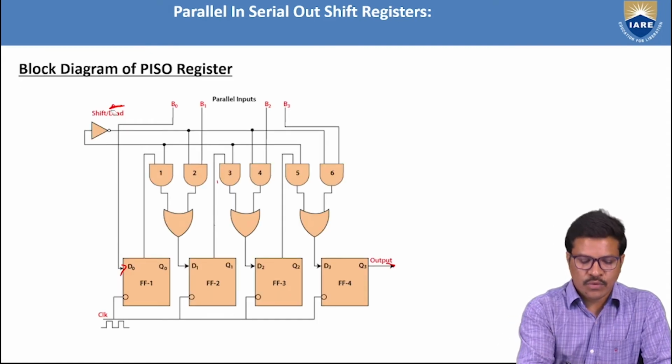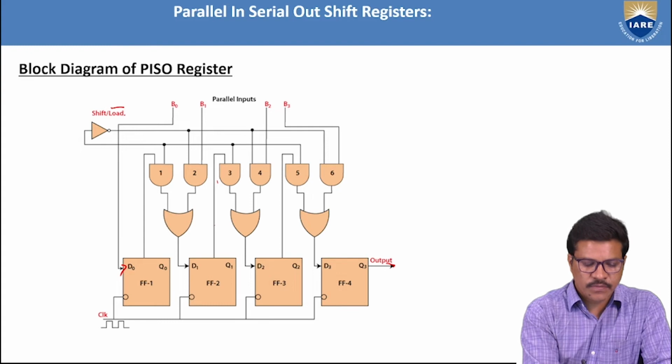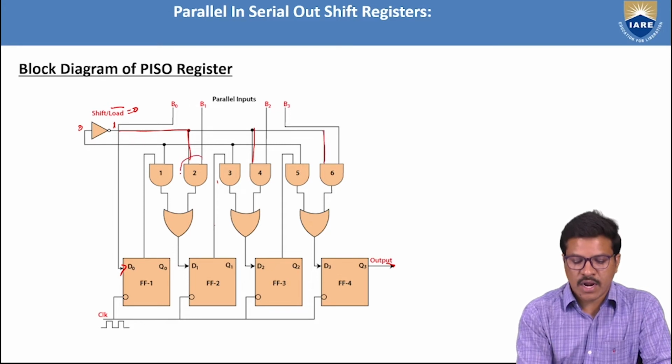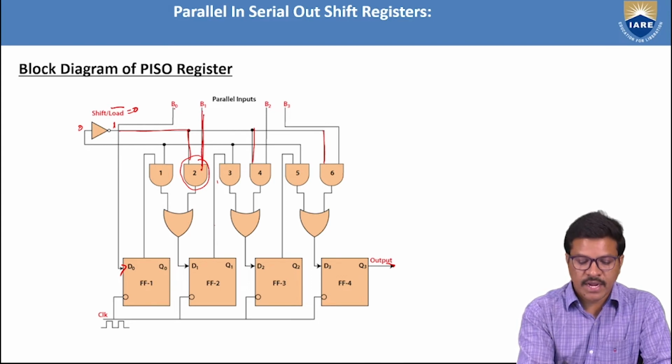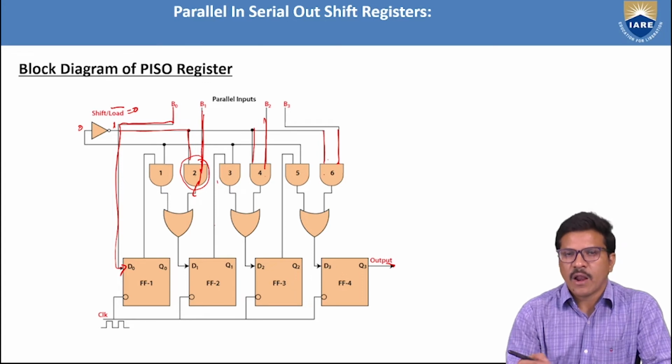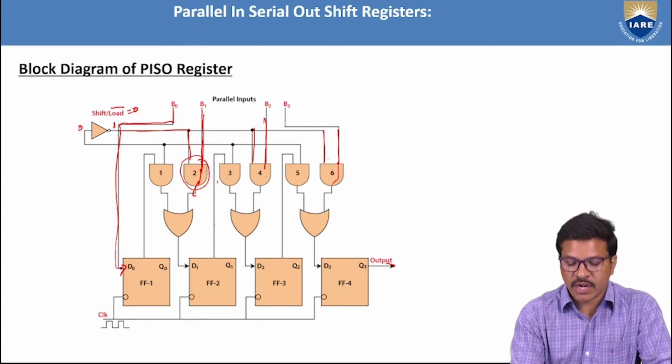This one is 0. When it is 0, passing through the inverter it becomes 1. That 1 is connected to gates 2, 4, 6. These are AND gates where one input is 1, which allows the bit data B0, B1, B2, B3 through. Whatever the second input is passes through to the output of the gate.